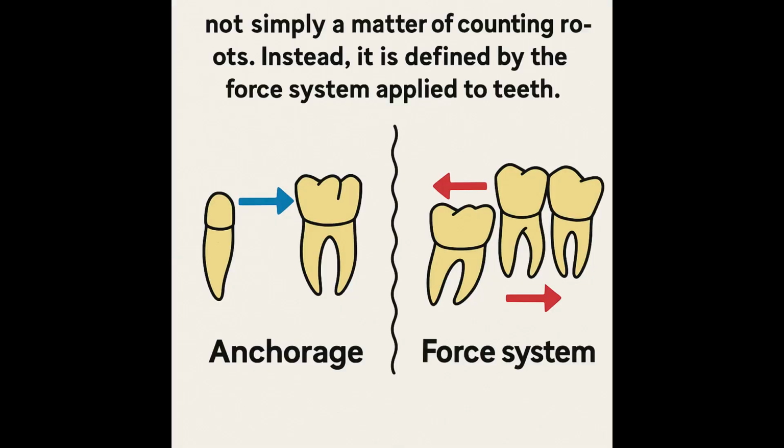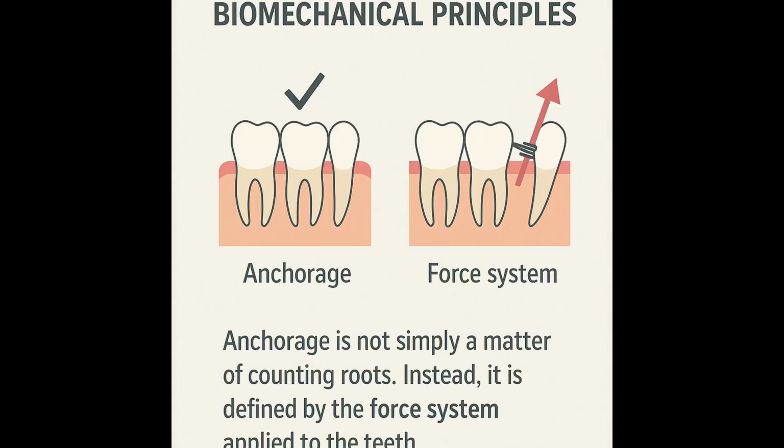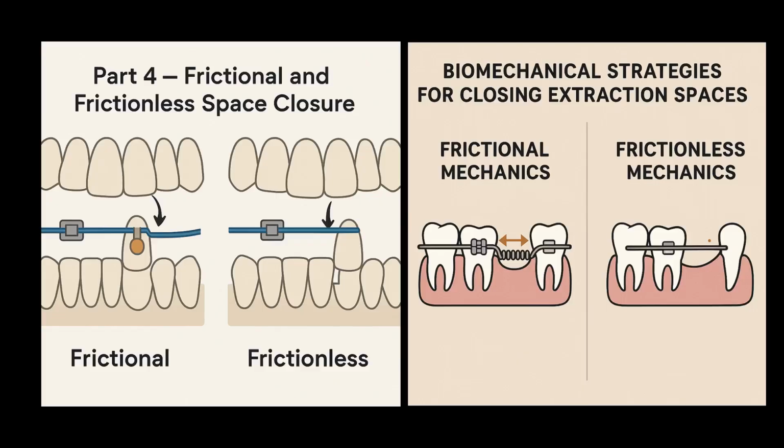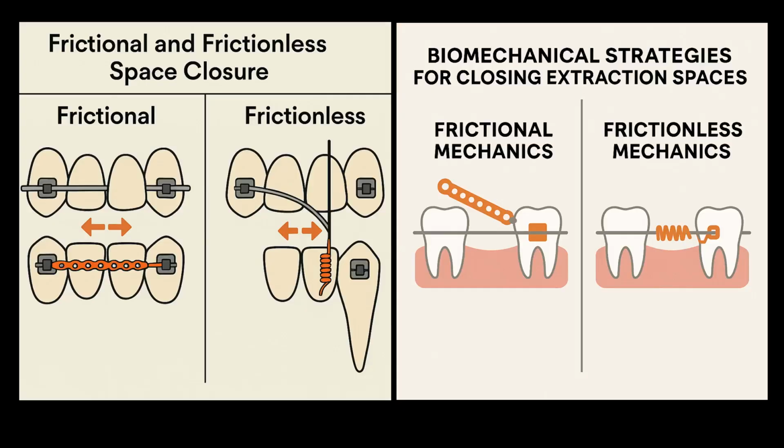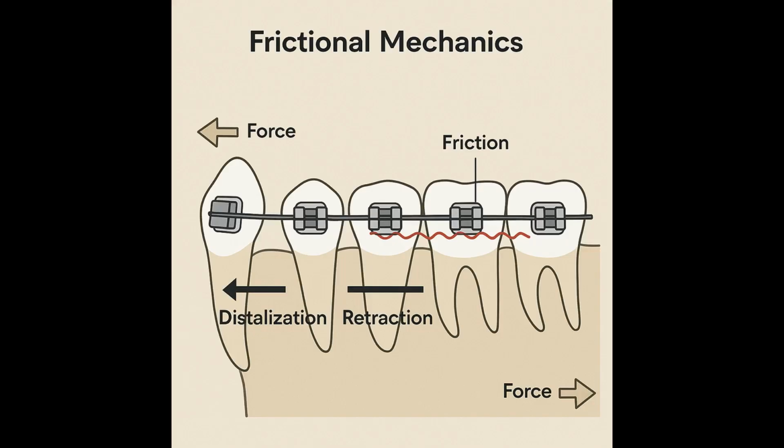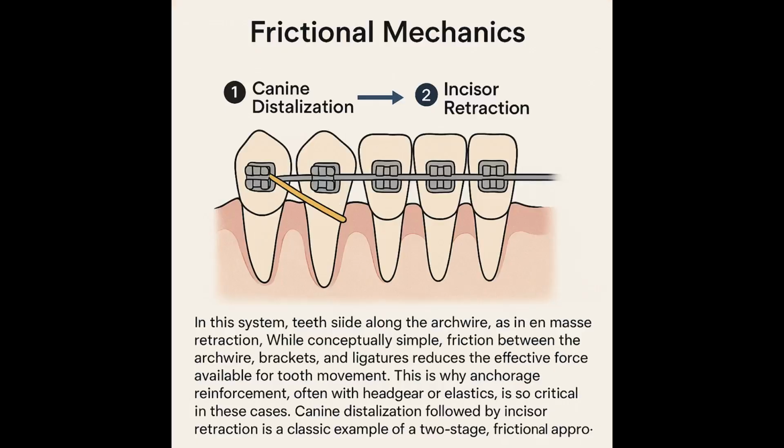These biomechanical principles highlight that anchorage is not simply a matter of counting roots. Instead, it is defined by the force system applied to the teeth. Part 4. Frictional and frictionless space closure. There are two broad biomechanical strategies for closing extraction spaces: frictional and frictionless mechanics. 1. Frictional mechanics. In this system, teeth slide along the arch wire, as in en masse retraction.